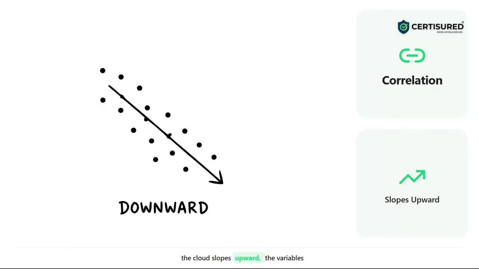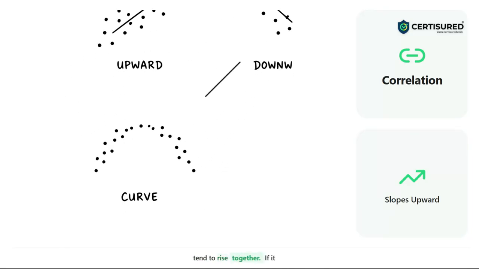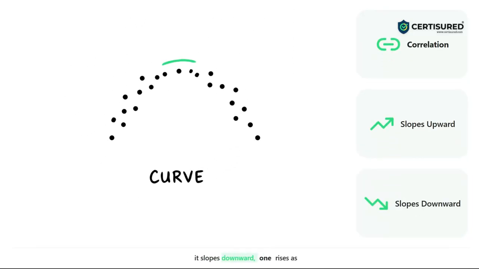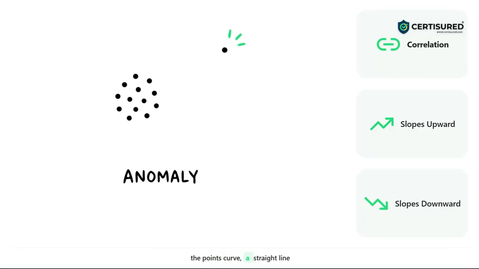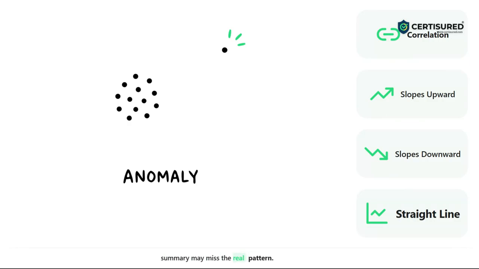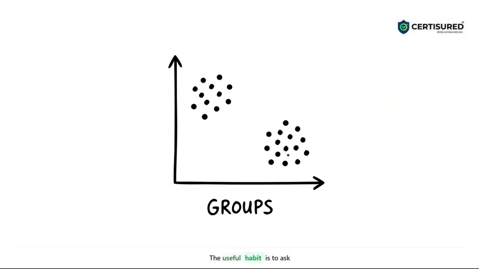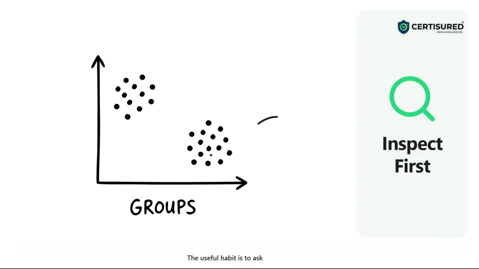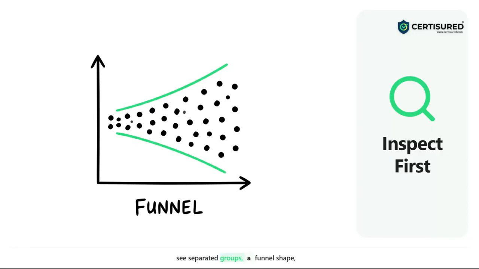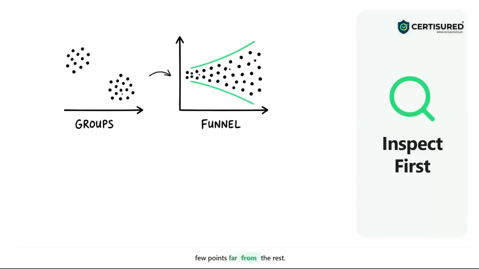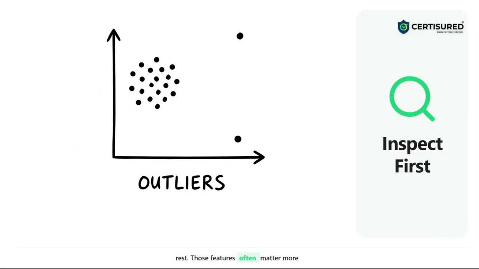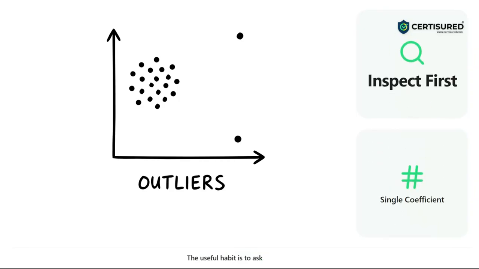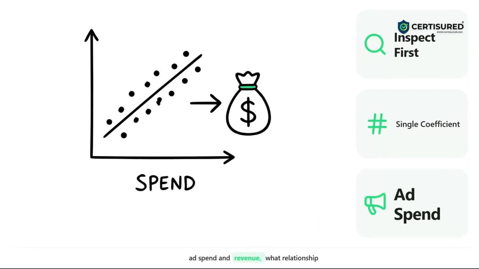If the cloud slopes upward, the variables tend to rise together. If it slopes downward, one rises as the other falls. If the points curve, a straight line summary may miss the real pattern. The useful habit is to ask what the point cloud is doing before you fit anything. You can see separated groups, a funnel shape, or a few points far from the rest. Those features often matter more than a single coefficient. If you had ad spend and revenue, what relationship would you expect to inspect first?